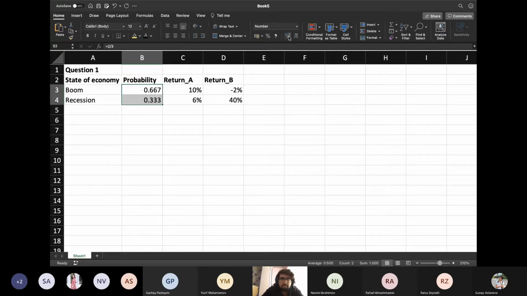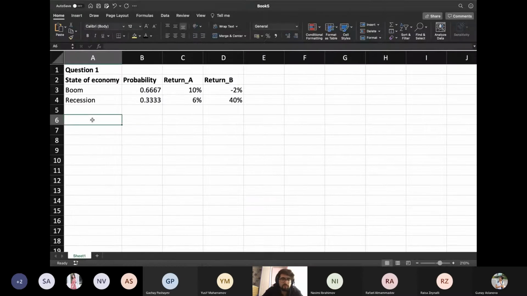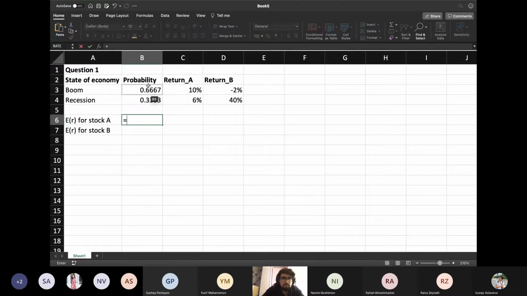Okay. So calculate the expected return for stock A and for stock B. Expected return, ER, for stock A, ER for stock B. We have the returns of A and the probabilities. So probability of boom times return of the boom, plus probability of recession times return of the recession.